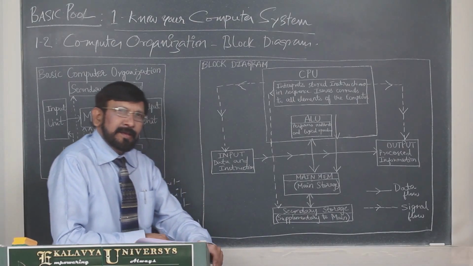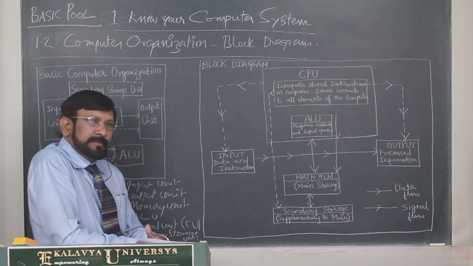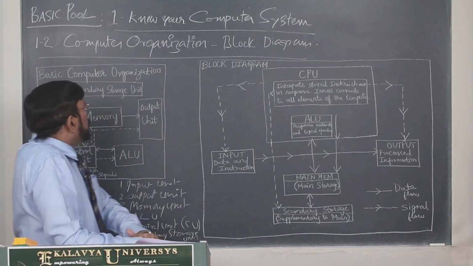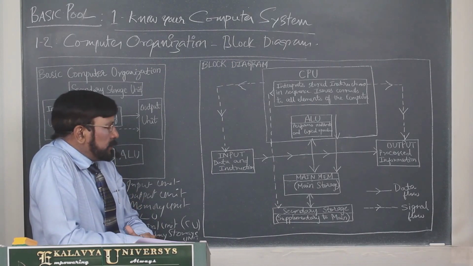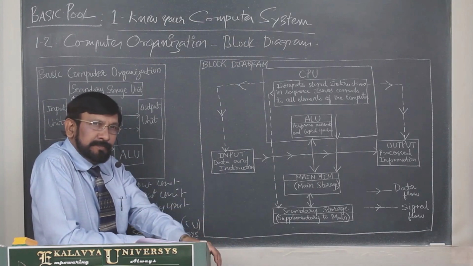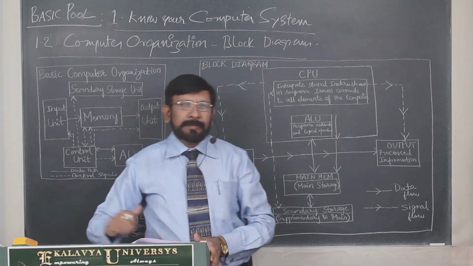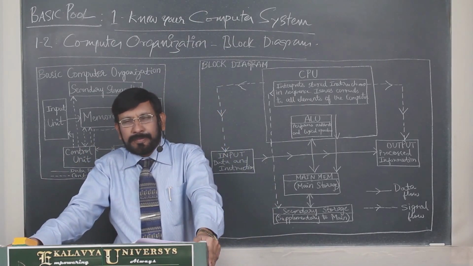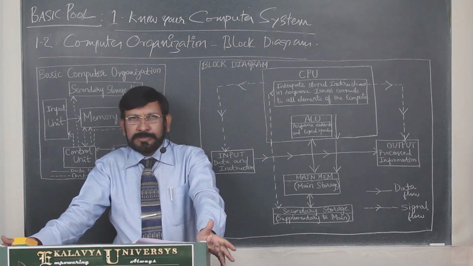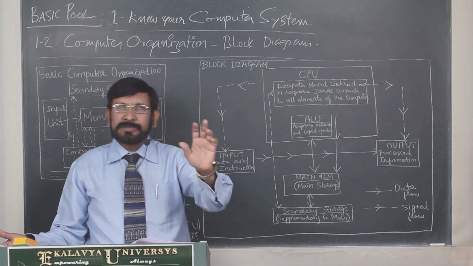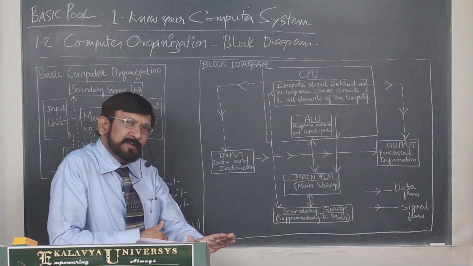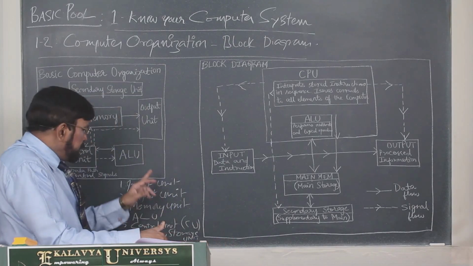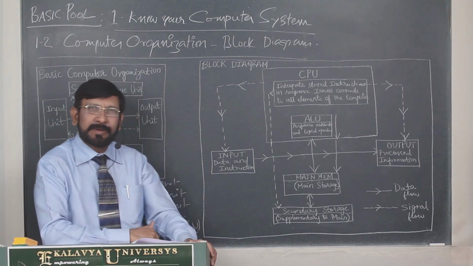Hello friends. Now let us take up concept number 1.2, computer organization, which is also known as block diagram. Using a block diagram we can explain the computer organization. In the previous concept I explained that a computer system is the composition of several components. Now, depending on the functionalities of the components, we can classify them into 6 groups as units.